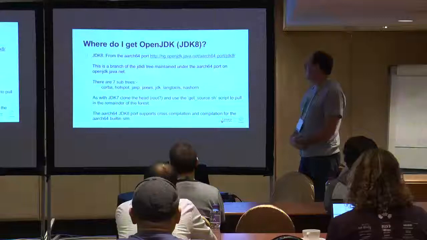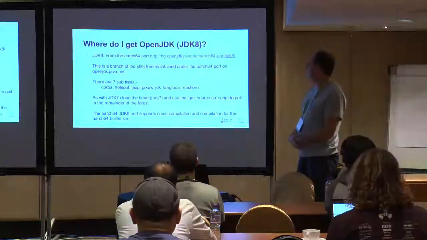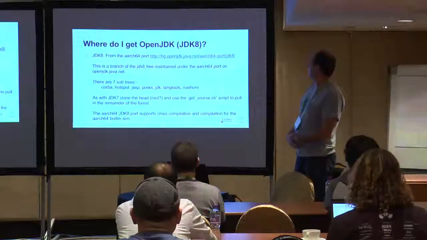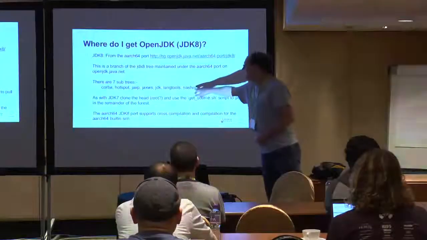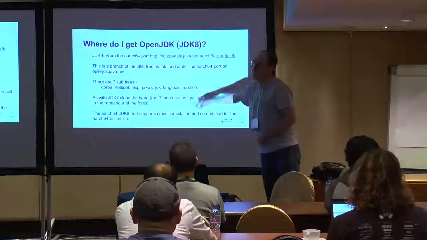Within JDK, there are 7 subtrees, so the alert amongst you will notice the additional one is this Nashorn line, which is the JavaScript.